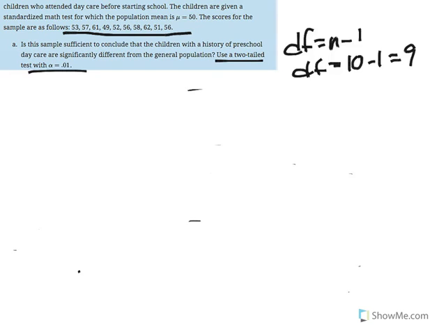Okay, so our degrees of freedom are equal to n minus 1. Degrees of freedom for this case are equal to 10 minus 1, which is 9. We're conducting a two-tailed test with alpha equal to 0.01, so we need to find our critical t.